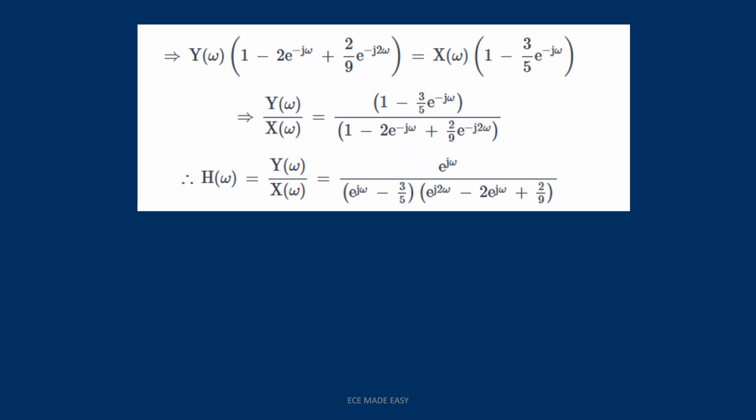But up to this, we can directly obtain the Z transform, and we can replace Z equal to e to the power j omega, or we can use a Fourier transform. By directly using the Fourier transform, we can obtain the frequency response of the system.